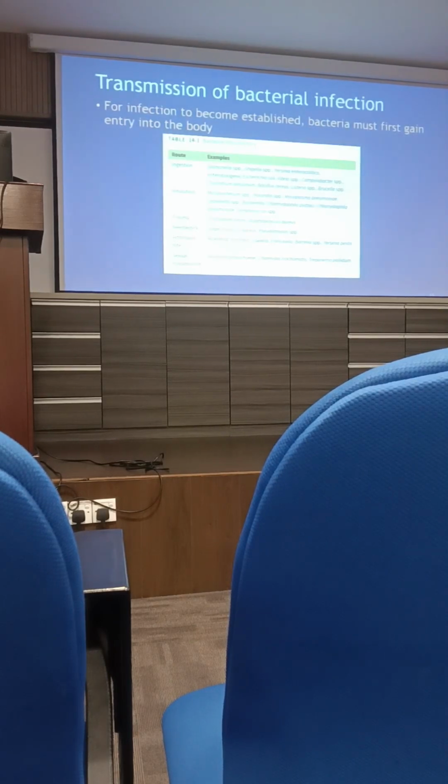Okay, so let's look at transmission of bacterial infection. First, they must gain entry into the body, right? So number one, through ingestion. Ingestion is by eating or drinking food or drinks that are contaminated. Okay, so these are the types of bacteria. When we look at those specific lectures, we will come to this, but this is just an introduction.